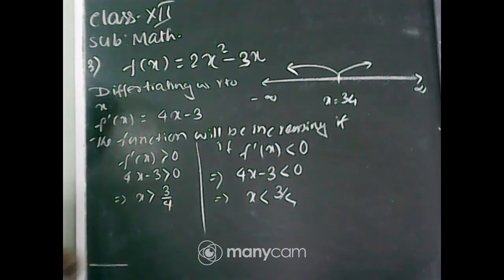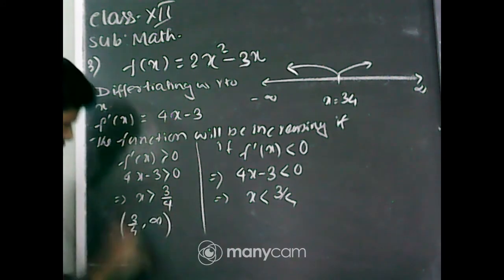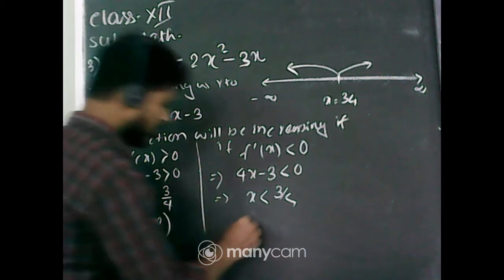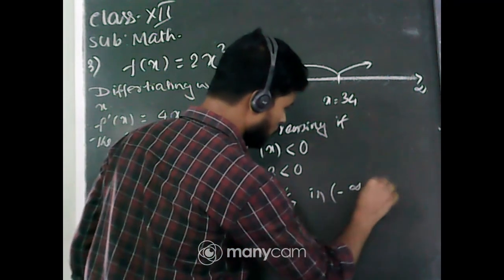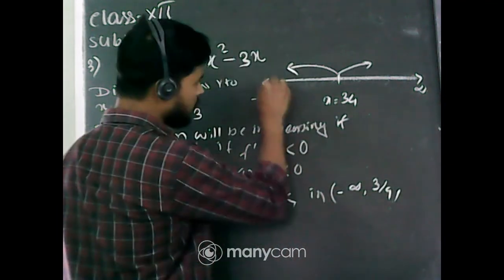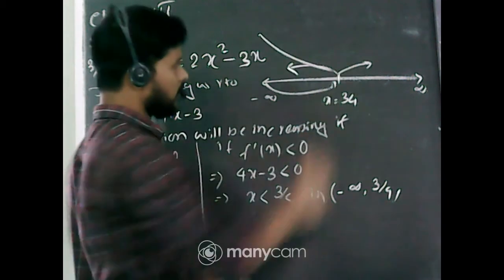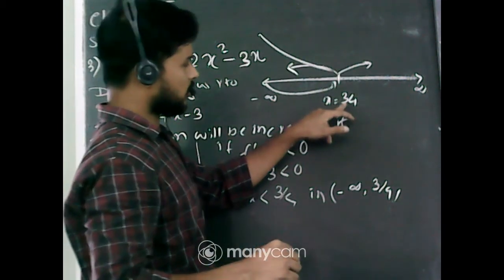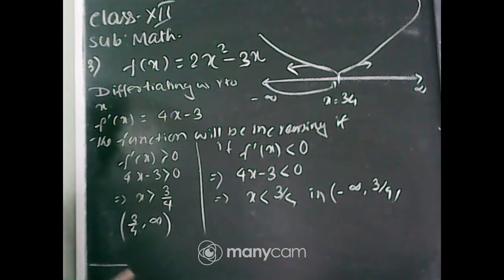So the interval is here 3 by 4 to infinity, and the function is decreasing in minus infinity to 3 by 4. From minus infinity to 3 by 4, the function is strictly decreasing like that, and for 3 by 4 to infinity, the function is strictly increasing.